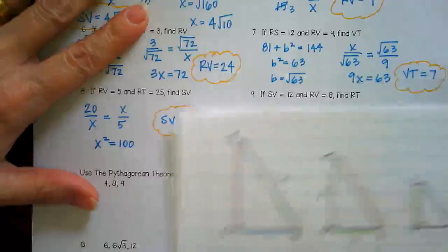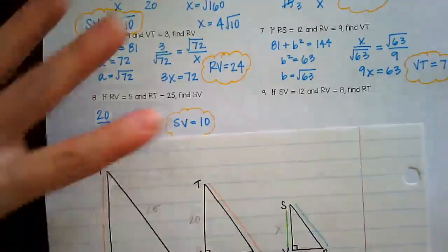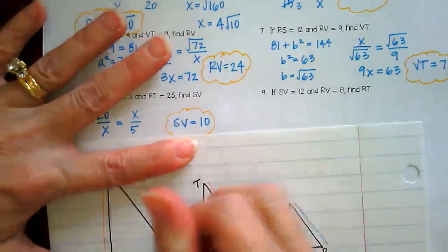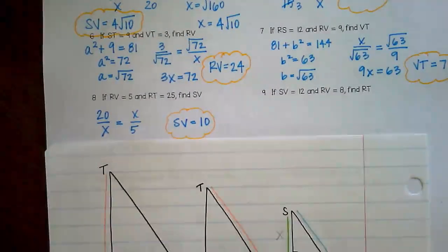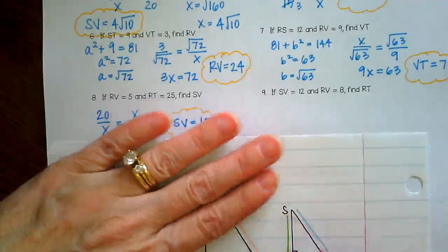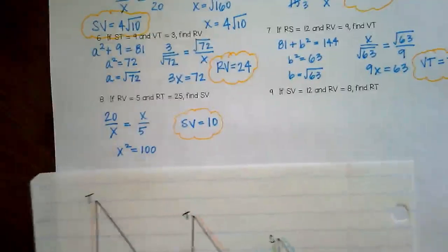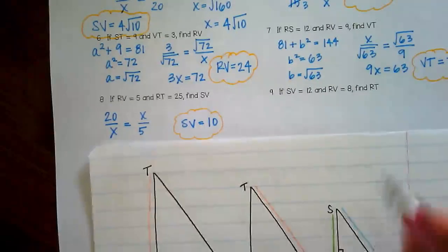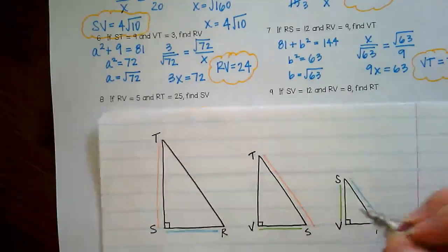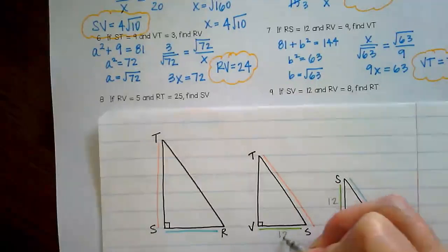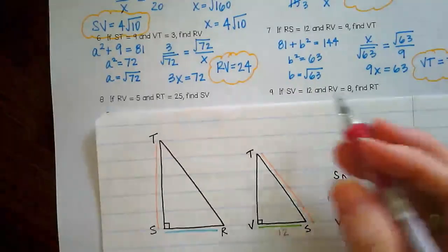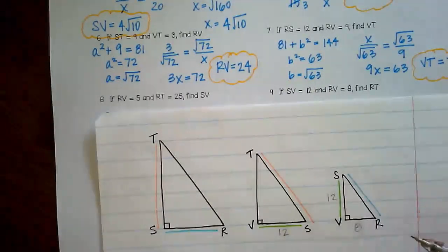Okay, let's see, number 9. Here we go. Last one of our right triangle similarity problems. All right, so let's see. On this one, SV is 12. So I know this side is 12, which means this side is 12. RV is 8, which is this side, and I'm looking for RT, which is this side over here.